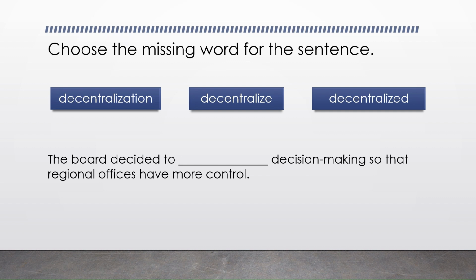Ready? Here we go. Okay, we got 3 choices here that we can choose from. We have decentralization, decentralize, and decentralized. And the sentence says, the board decided to blank decision making so that regional offices have more control. Go ahead and pause the video, drop your answers in the comments below there.